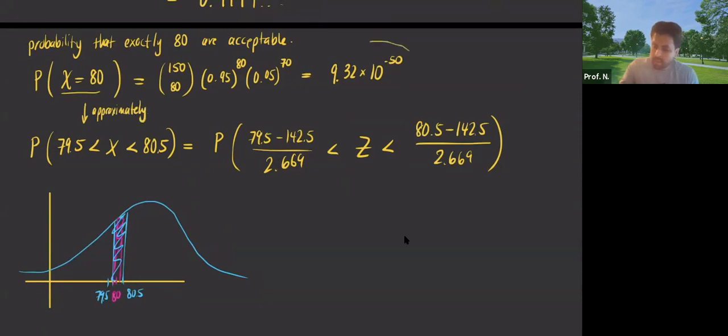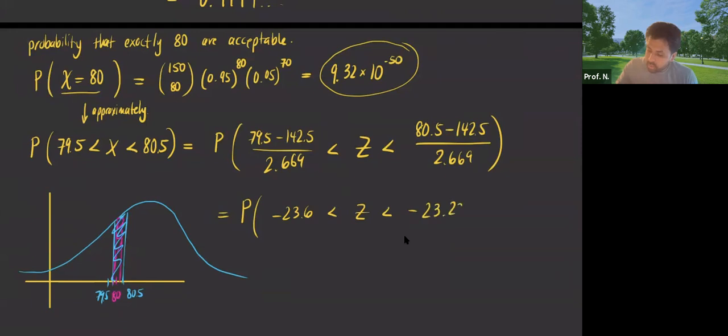So let's see if we get the same number that we get here. Let's see if we get something similar. So this is the probability, and then we use more computation here. So this will be 79.5 minus 142.5 divided by 2.669. So this is negative 23.6, and that is between 80.5 minus 142.5 divided by 2.669. So this is negative 23.229.